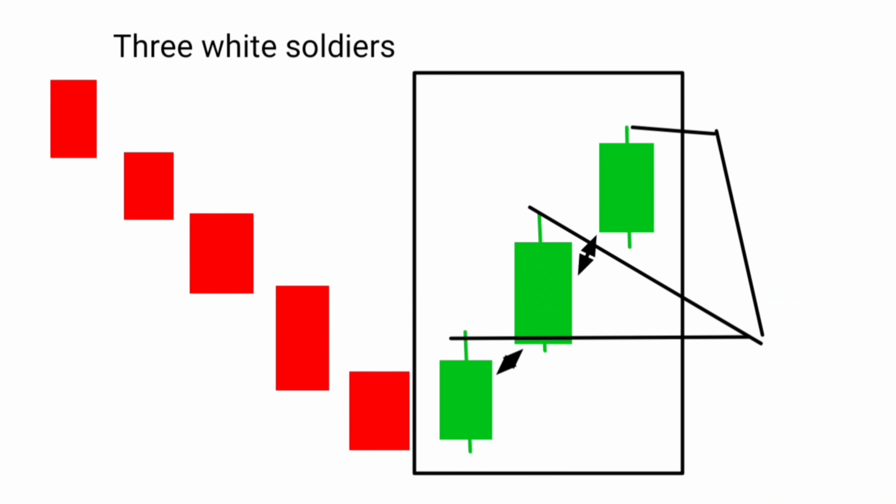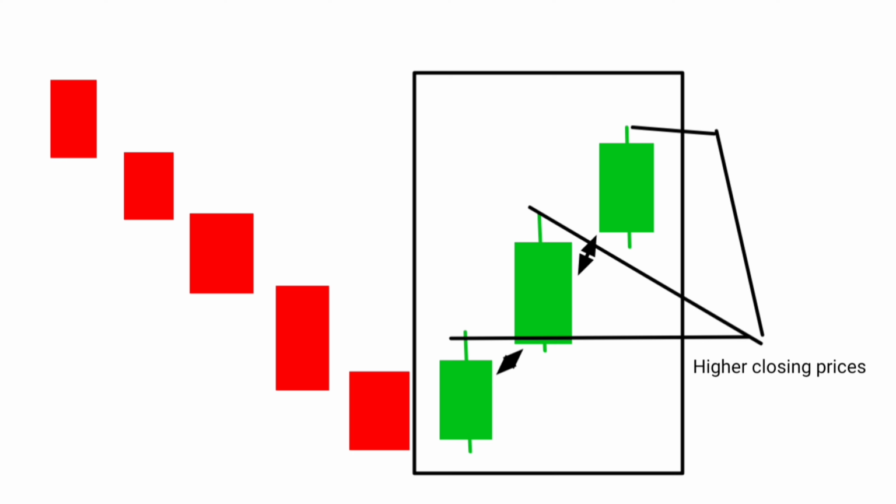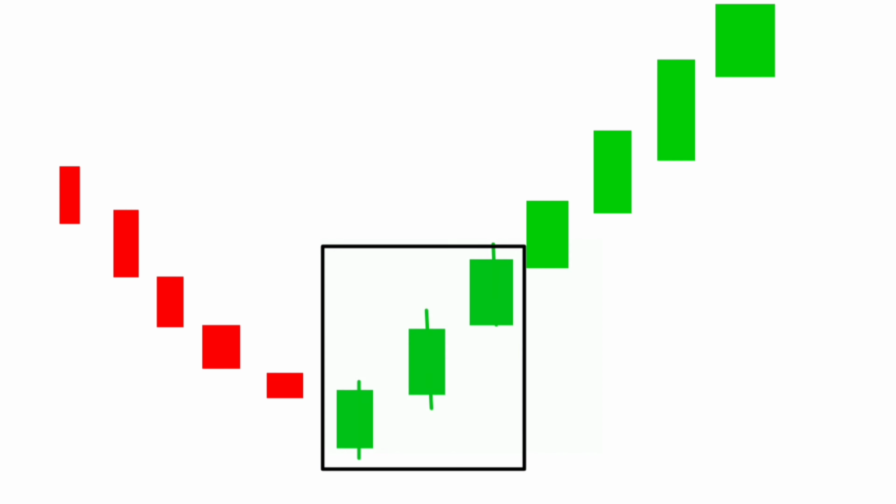The three white soldiers is a bullish candlestick pattern that consists of three consecutive long white candlesticks with higher closing prices. This pattern is a strong signal that a bullish trend is forming, and it's often seen as a reliable indicator of a trend reversal. The pattern suggests that the bulls are in control of the market and they are pushing prices higher. The three long white candlesticks indicate that buying pressure is increasing and sellers are losing control.